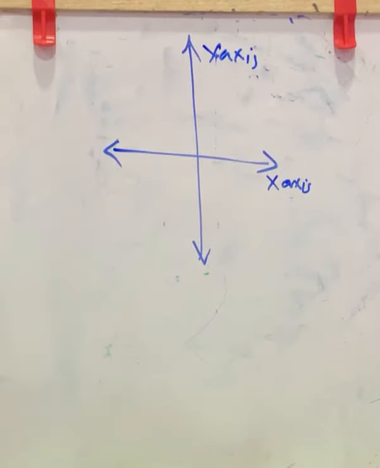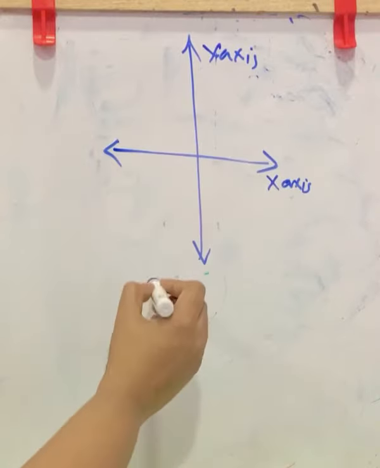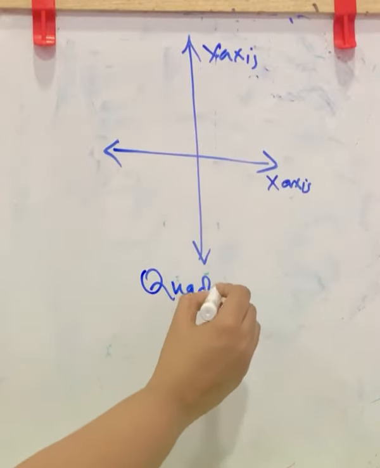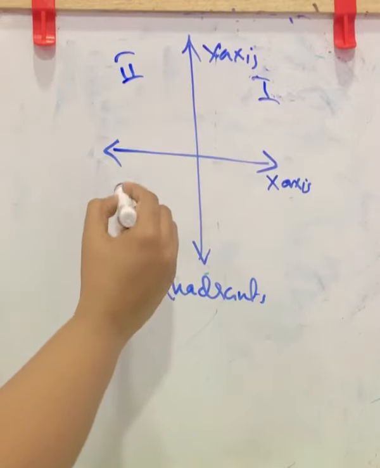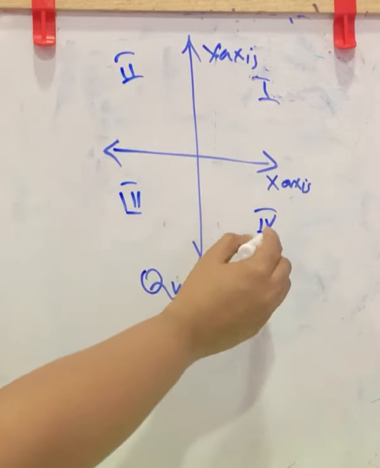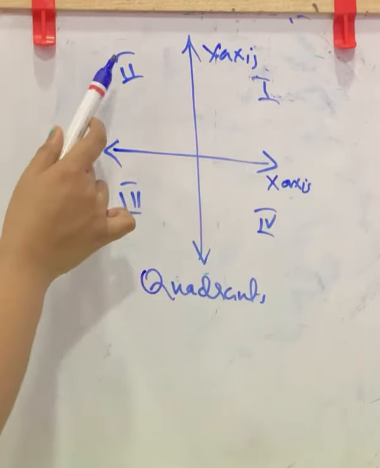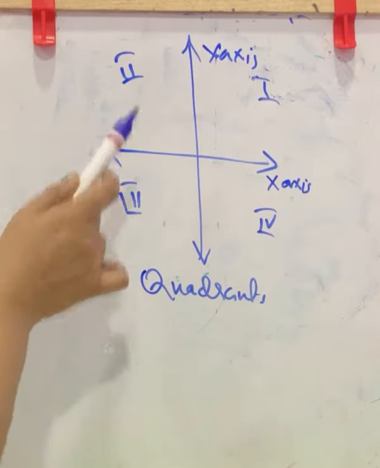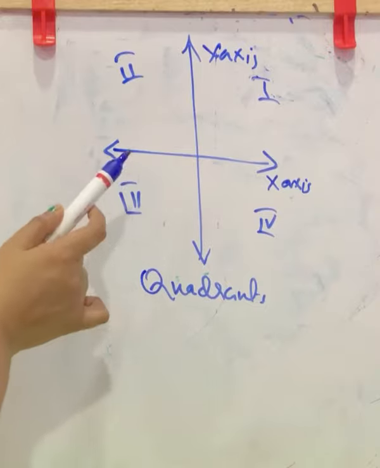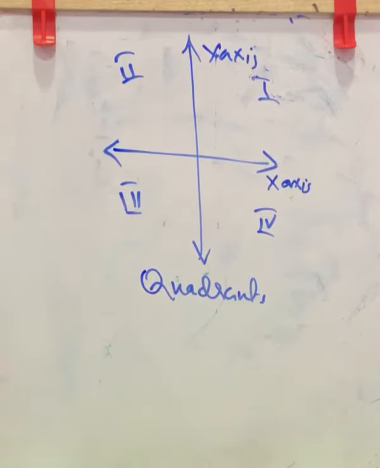What is the name of each part of the plane formed by these two lines? Each part of the plane is called a quadrant. That is the first quadrant, second quadrant, third quadrant and fourth quadrant. Don't change the quadrant names. This is always the first quadrant. This is the second quadrant. This is the third. Don't change the names. That is, don't change this as third and this as second. It is always the second quadrant. This is the third and this is the fourth quadrant.